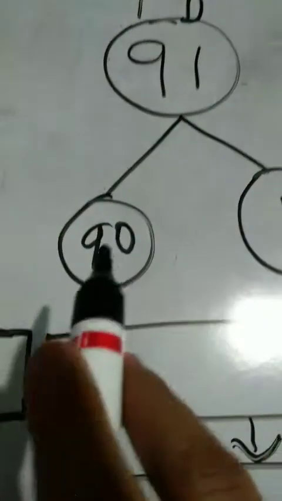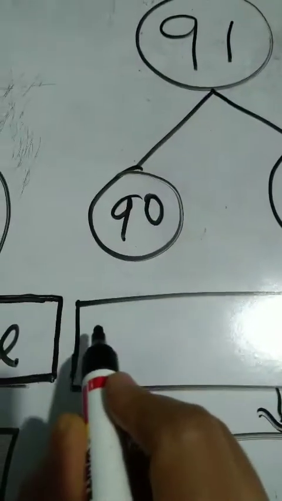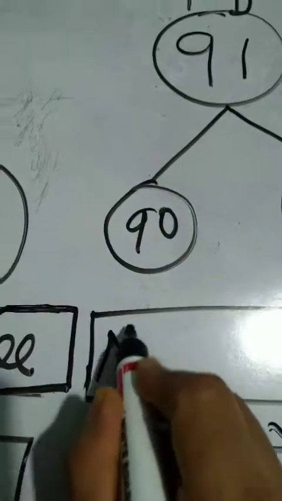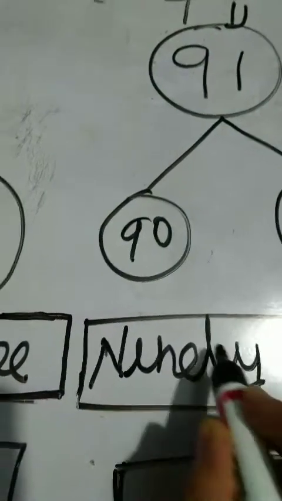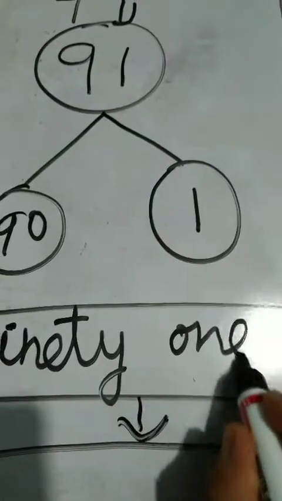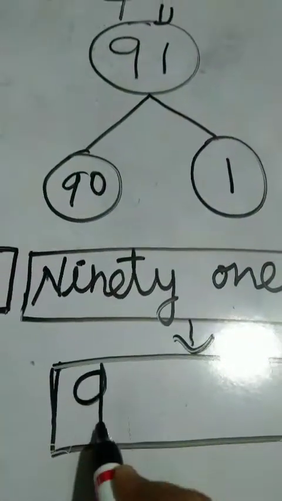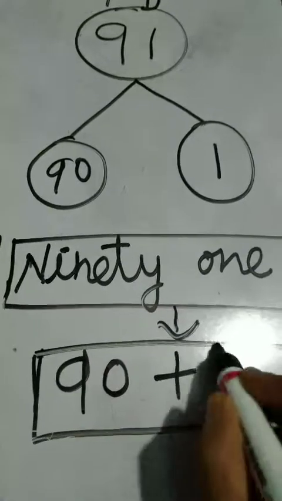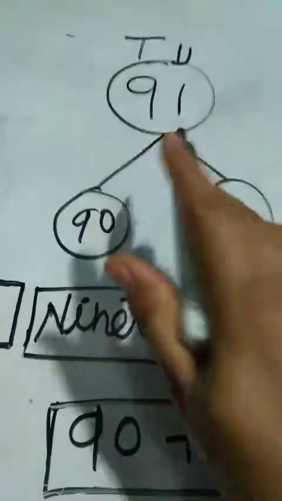Now tell me the number names of these numbers. So it is 90. Spell out 90, children. N-I-N-E-T-Y. It's 90. And it is 1. O-N-E 1. So now how we are going to write the expanded form of number 91? 91 means 90 plus 1 is 91. So 90 plus 1 is the expanded form of number 91.